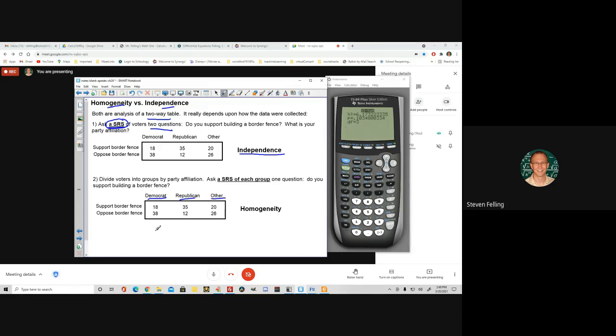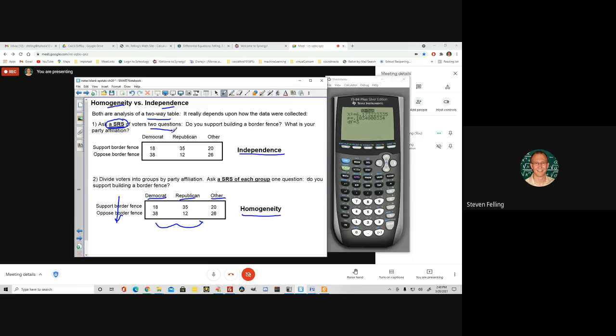And then within each of those populations, you took an SRS of each group. So you took a random sample of Democrats, a random sample of Republicans, and a random sample of other parties, and you asked them one question: do you support a border fence or not? And kept track of the counts. That would be a chi-squared test of homogeneity, because this is about whether or not the percentage variation here is homogeneous across the 3 populations.